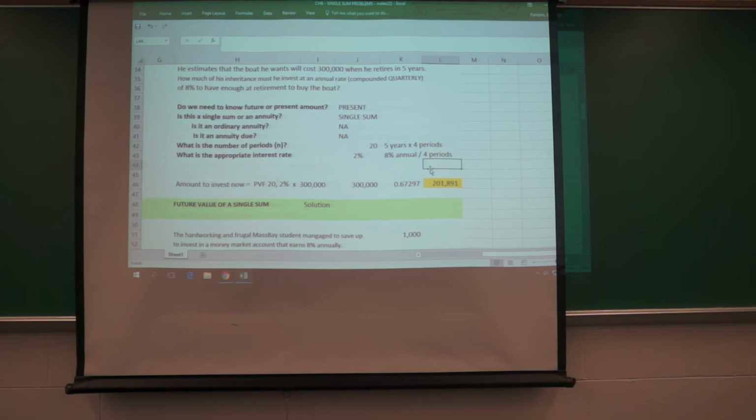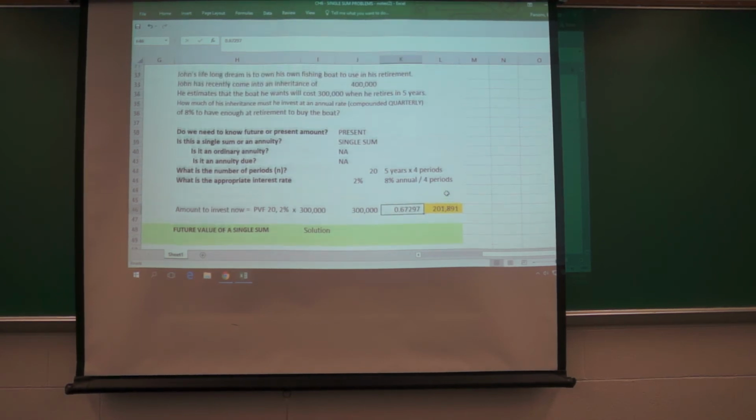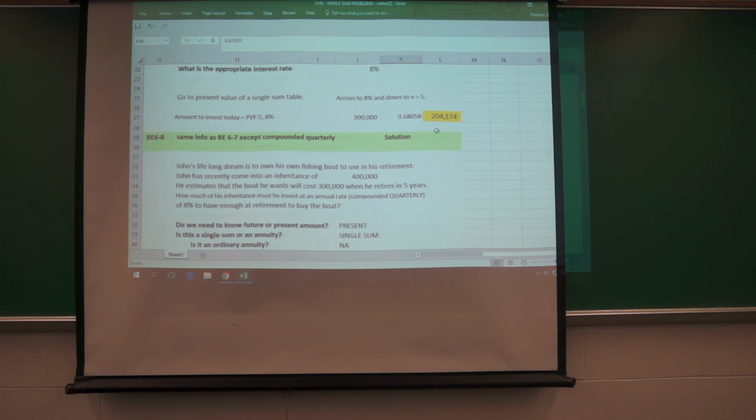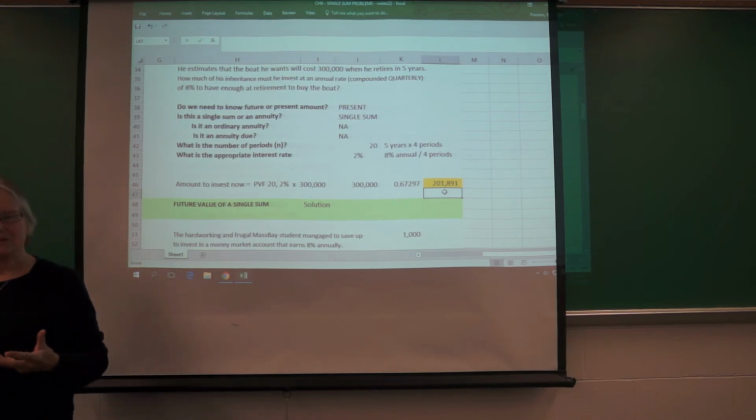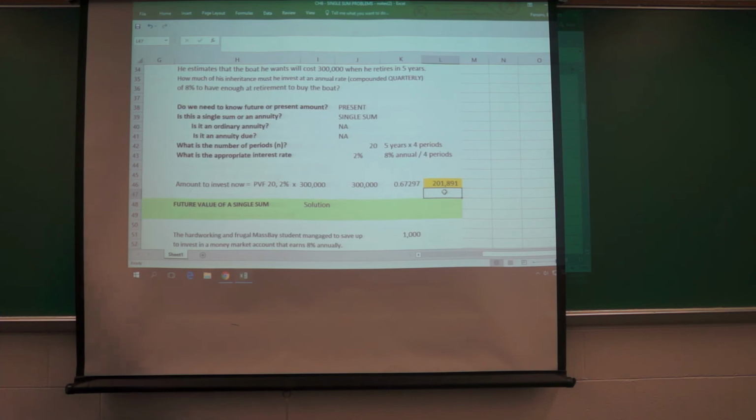We answer our questions, we get our factor, multiply the 300,000 times the factor, and you can see that before we needed 204,000 today. It makes sense that we would need less if it's compounded quarterly, because it's going to be earning interest that much faster. Okay, so those are those two. Let's see what we do next here.